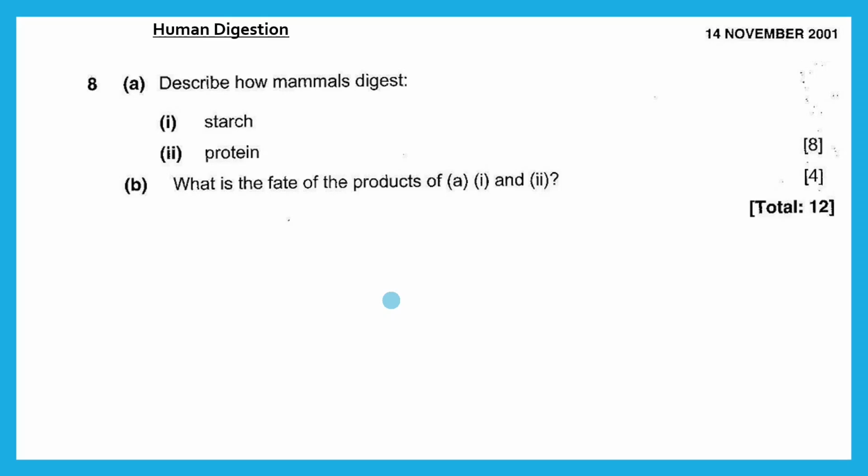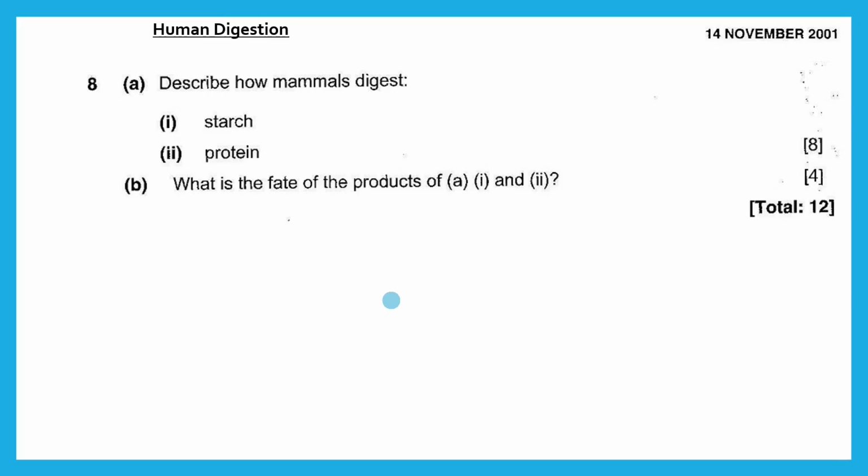When we talk of digestion, you need to know about the digestion of basically three types of food nutrients: proteins, starch or carbohydrates, and lipids or fats.